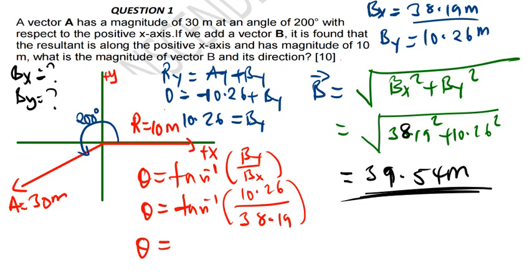The answer I'm getting is not making sense. What are you getting? Shift 15.0378. 10.26 divided by 38.19. Me, I'm finding 15.03. I'm also getting 15.037, which is the same as just 15 degrees. So 15 degrees is my angle. Okay.